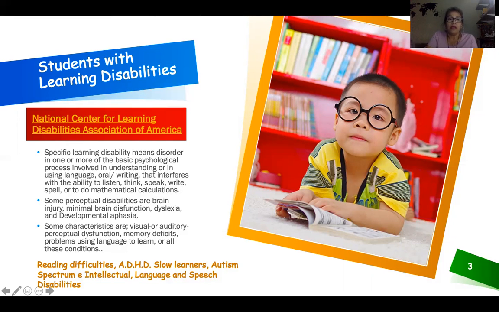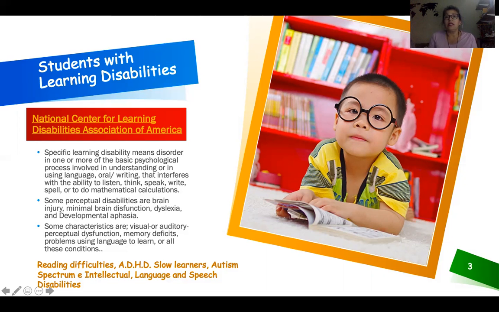Some perceptual disabilities are brain injury, minimal brain dysfunction, dyslexia, and developmental aphasia. Some characteristics are visual or auditory perceptual dysfunctions, memory deficits, problems using language to learn, or all these conditions. We have to be careful and observe a child. Be careful with labeling students. We just have to look at each individual as a valued human being. They are a whole child, not what they do wrong or right.